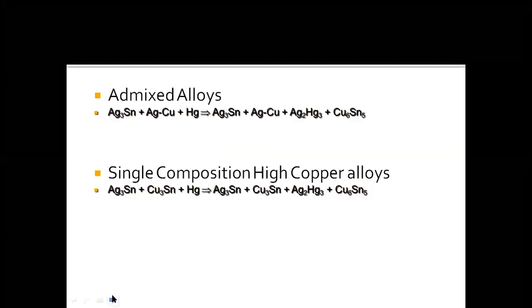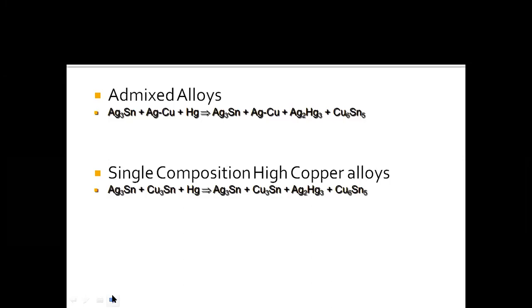Now in admixed alloys, you have something called eta. Eta is your copper and tin; copper and tin bind to form eta. That is what happens in admixed alloys, where you have a little higher percentage of copper. And in single composition high copper alloys, you have more percentage of copper. There you form something called epsilon, that is Cu3Sn.